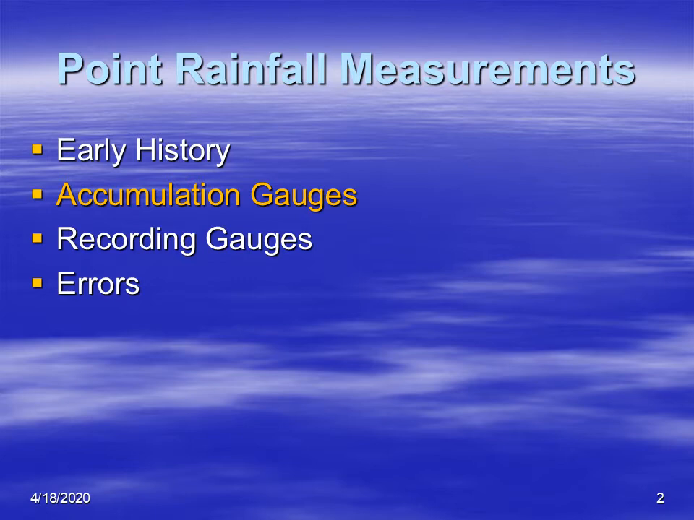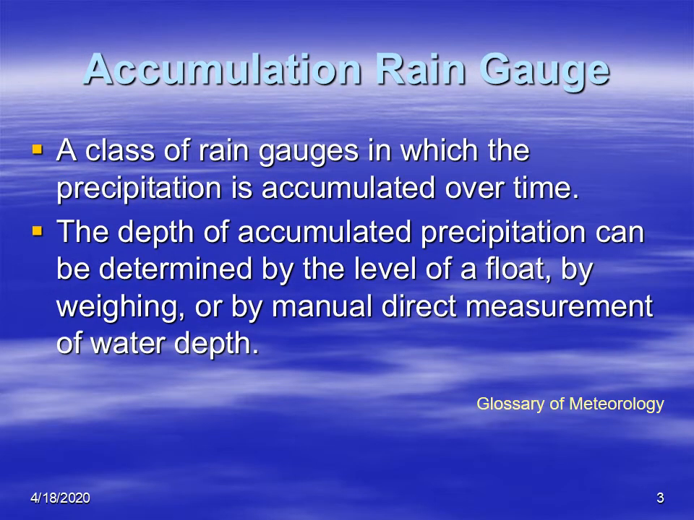accumulation gauges. So first, what exactly is an accumulation gauge? According to the Glossary of Meteorology, an accumulation gauge is a class of rain gauges in which, of course, precipitation is accumulated over a period of time. That's pretty straightforward. Typically, with accumulation gauges, we measure the depth of accumulated precipitation.